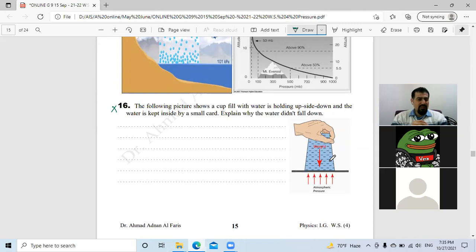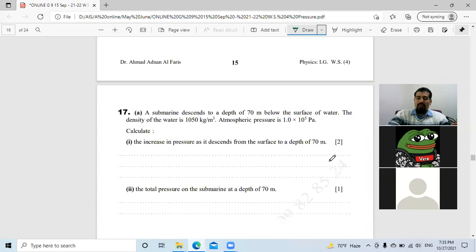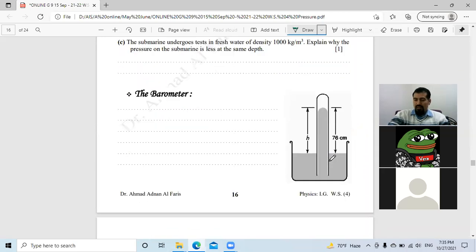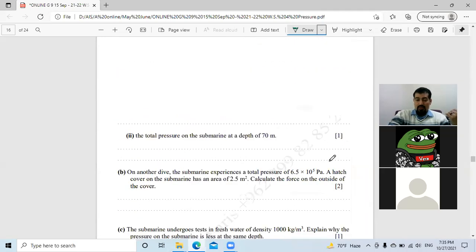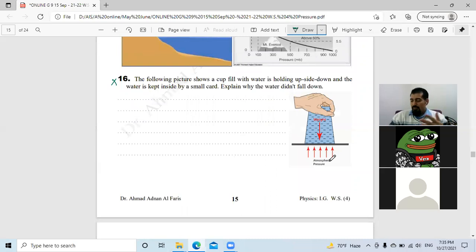Who can tell me the densest liquid that we know in nature? What is the densest liquid? Exactly. Shukran Muhammad, shukran Elaf, mercury. What he did, he used mercury to create something called what? A barometer, as we are going to study later on. So what's happening here? Why didn't the card fall?